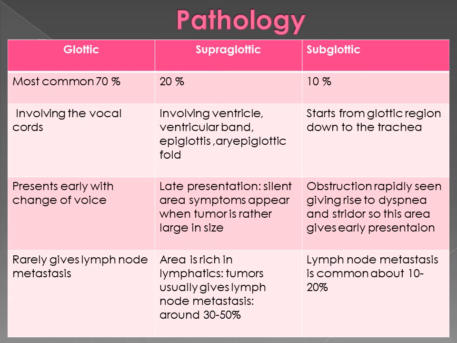Glottic is the most common, about 70%. It involves the vocal folds and presents with early change of voice due to disturbance to the vocal folds. Rarely it gives lymph node secondaries, as this area is not rich in lymphatics.